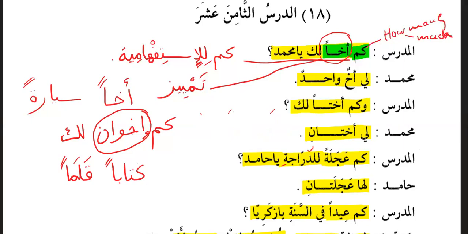Naam. So when we use the kam, just to reiterate, when we use the kam, which is lil istifhamiyya, then the word that comes after it, what we're asking about, will always be singular. So if someone was to say, كم أقلاما عندك, no, that's incorrect. It should be كم قلما عندك.